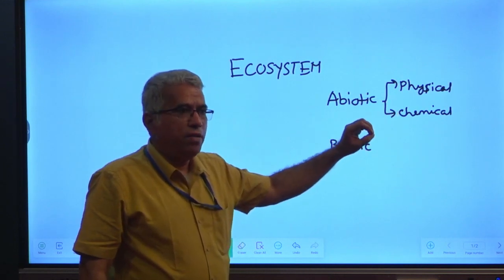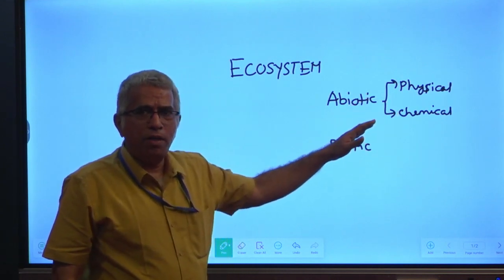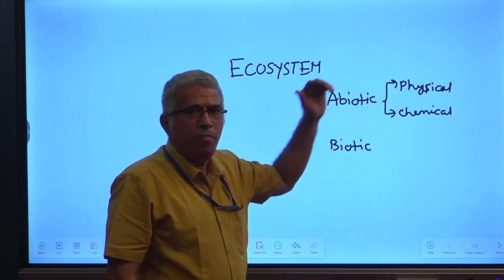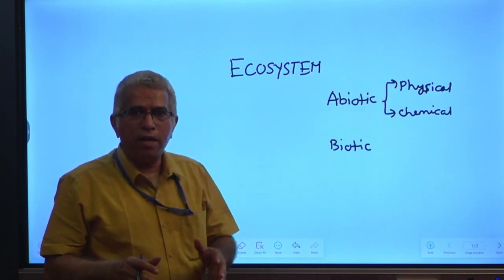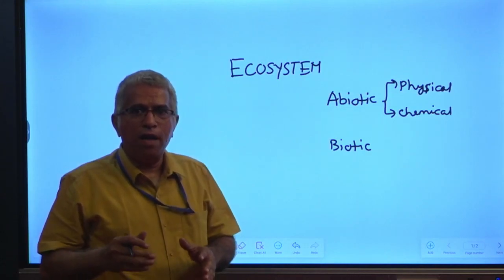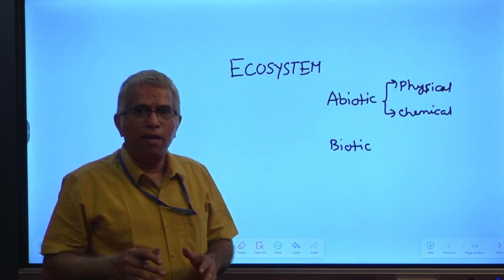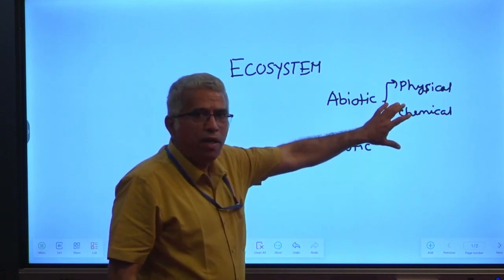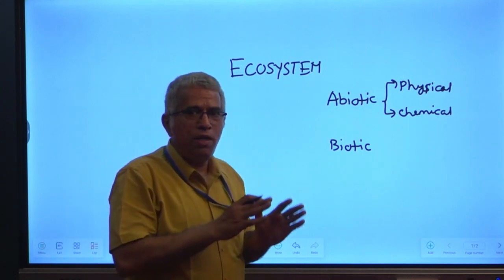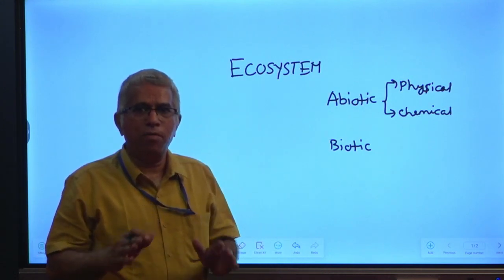For example, light, temperature, pressure, magnetism. They are examples of physical abiotic factors. Carbon dioxide, nitrogen, oxygen, water, acidity, alkalinity. These are the examples of chemical abiotic factors. And all these factors are essential to make this ecosystem sustainable.